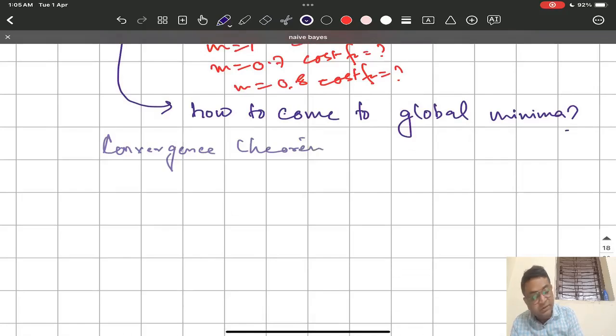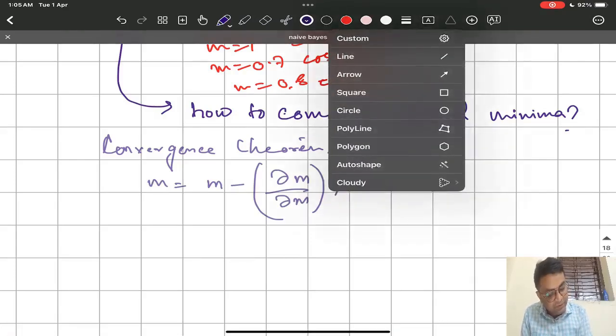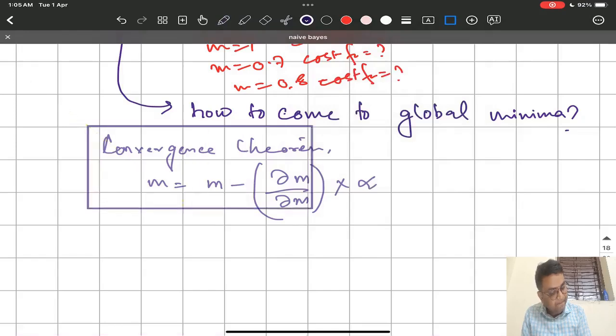What is this convergence theorem? M equal to m minus dou m by dou m into alpha. Now what is the alpha? We are going to understand this thing also. Let me square it. Okay.